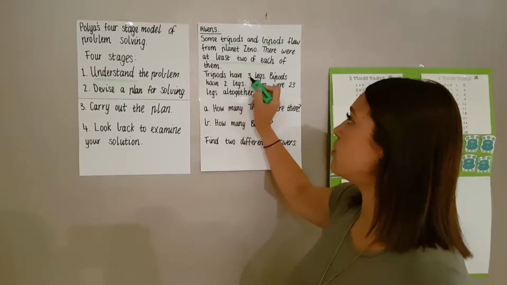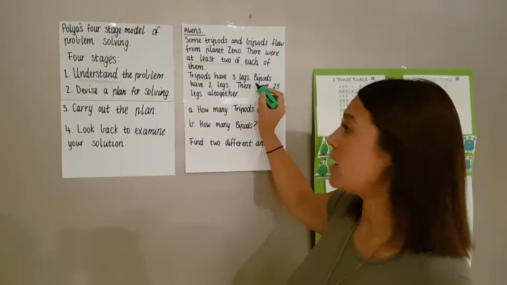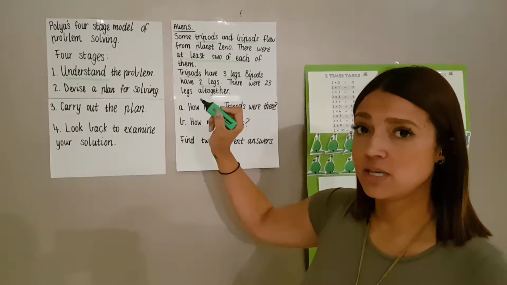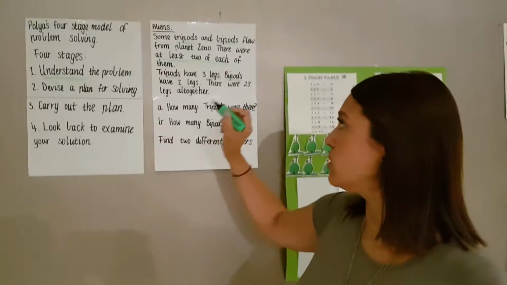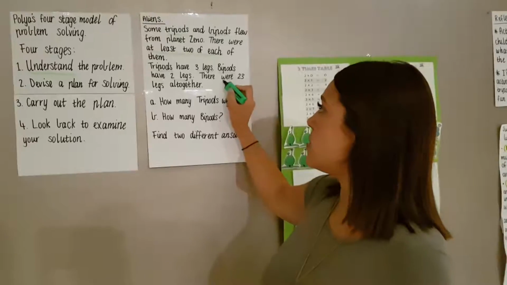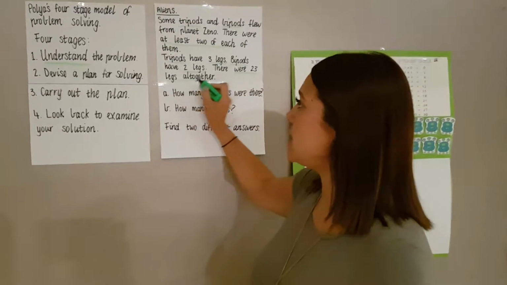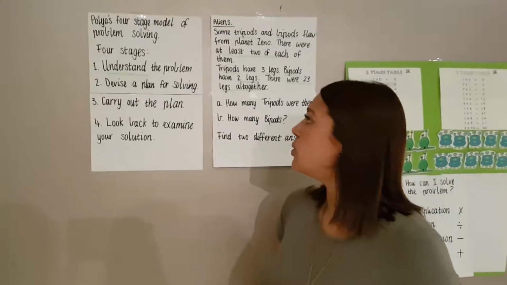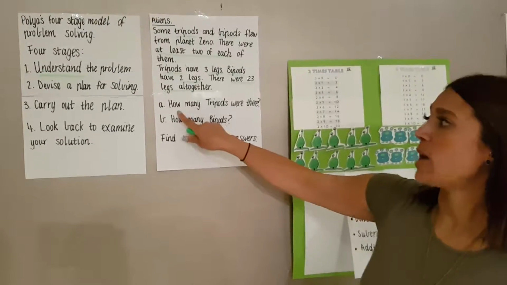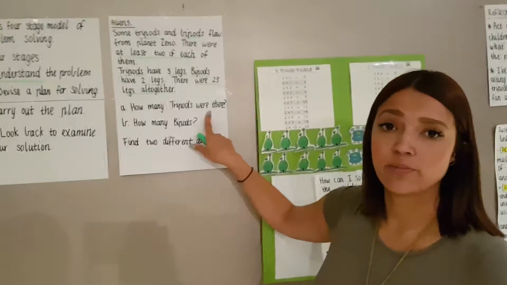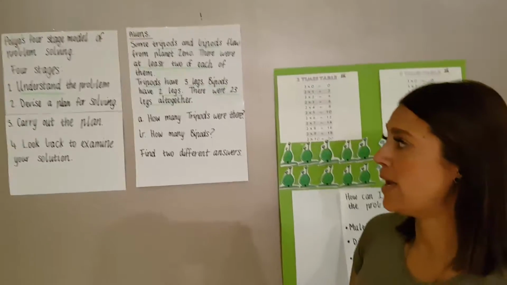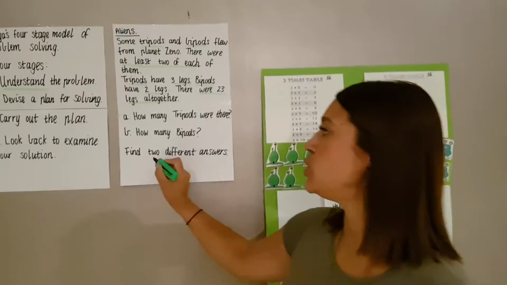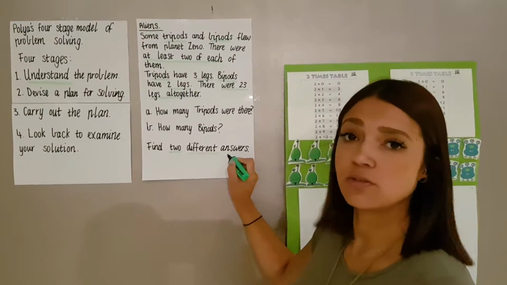Now tripods have 3 legs and bipods have 2 legs. So that's something that the Year 3s will need to take into account as well. Then we need to remember that there were 23 legs altogether in our problem that we need to solve. Now what we need to figure out in the first part is A, how many tripods were there, and then also B, how many bipods were there. And we also need to have 2 different answers for these questions.